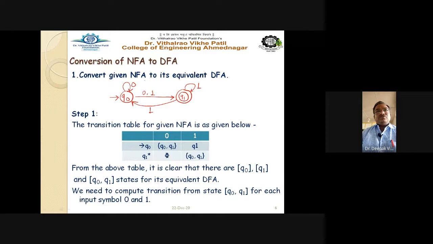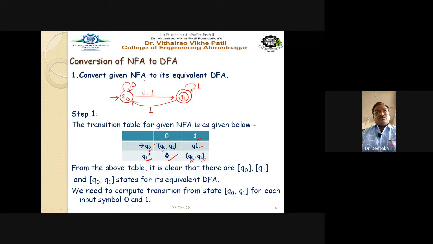NFA given. So Q0 on 0 goes to Q0. See here, Q0 on 0 goes to Q0, whereas Q0 on 0 goes to Q1 also, because it is an NFA, you know that, and multiple transitions are possible in case of an NFA. And Q0 on 1 goes to Q1 only, whereas Q1 on 0 does not go to any state, that's why it is marked as phi. Whereas Q1 on input 1 goes to Q0 as well as Q1, right?